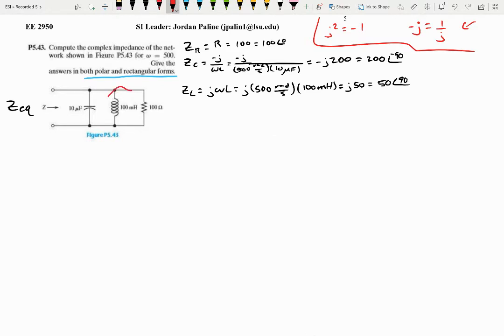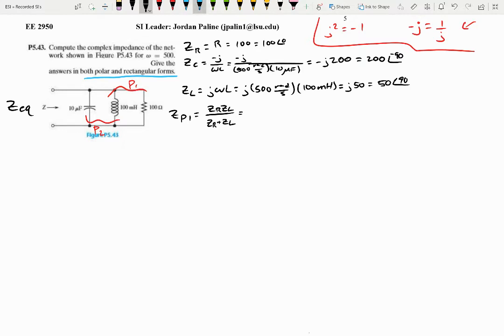Second option is you can do that parallel combination and then that parallel combination. So that's parallel 1, and this will be parallel 2. So let's give that a shot. Z parallel 1 will be ZR times ZL over ZR plus ZL.